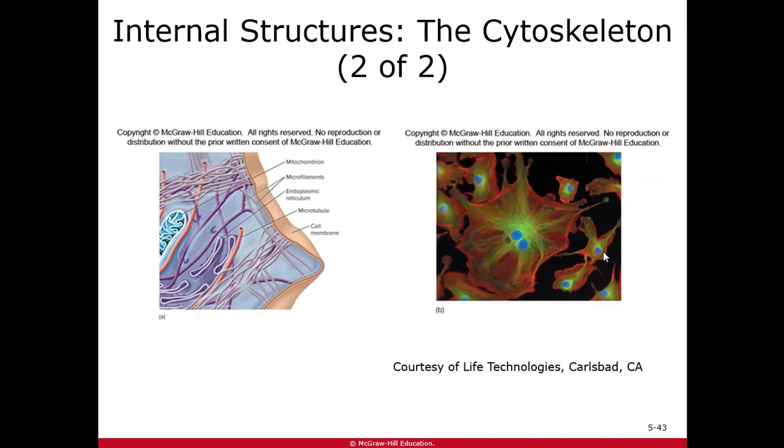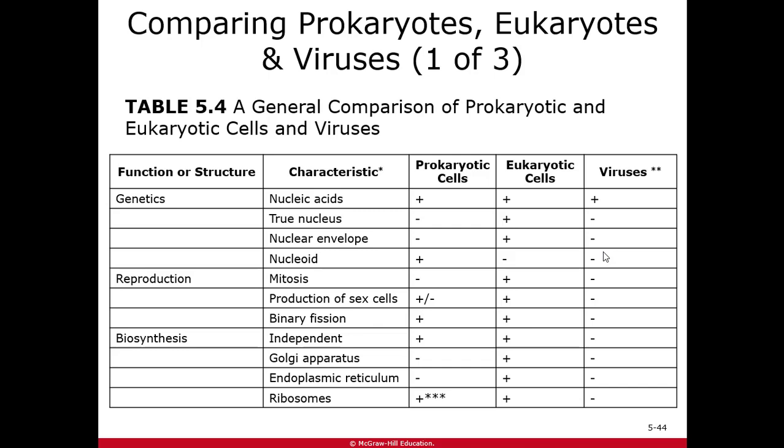I don't care about the genetics. A big thing though, viruses. I know this is comparing prokaryotic cells, which are missing a lot of stuff that eukaryotic cells have. Viruses don't have a lot of stuff, which is why they're not considered alive.